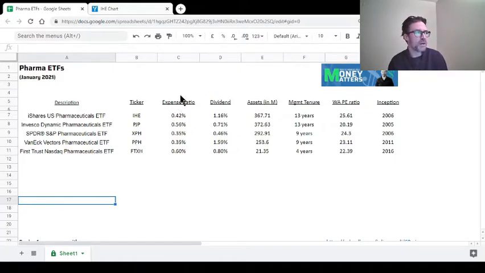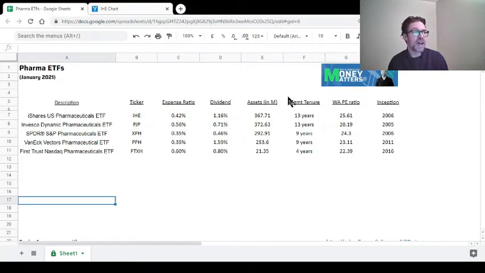So here's the ticker, the name, the description of the ETF, the expense ratio. If you saw any of my other videos, I explain what this is. It's basically what it costs to manage this fund. You can see that it ranges from 0.35%, that's the low end, to 0.60%. And the dividends vary. You can see the lowest here is 0.46% and the highest is 1.59%. The dividend is an annual amount.